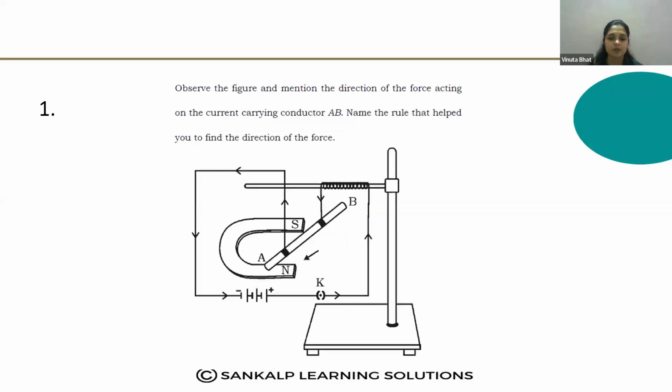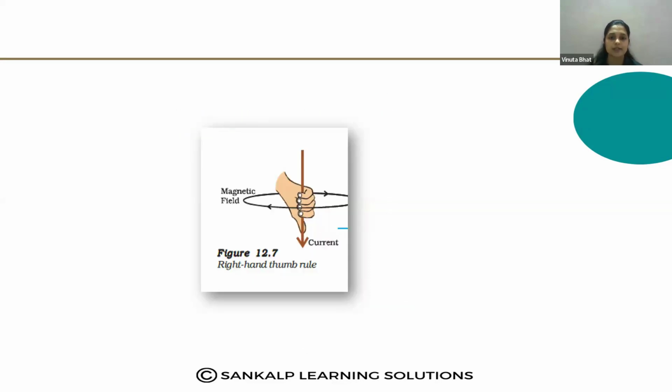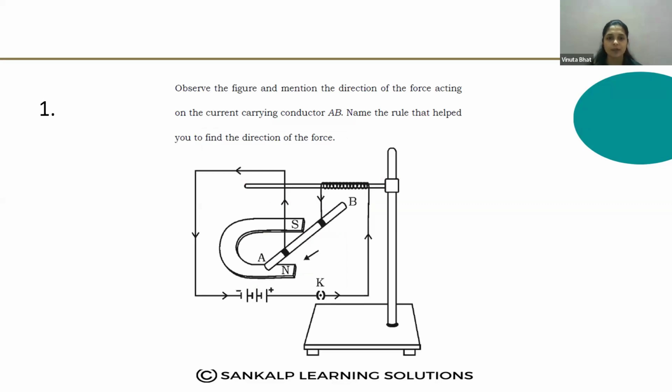Next we are discussing the 2-mark questions. Observe the figure. Mention the direction of the force acting on the current carrying conductor AB, and name the rule that helps you find the direction of the force. Here the current is flowing from B to A, and it is kept in the magnetic field. So you have to find out in which direction the force is acting on this conductor.